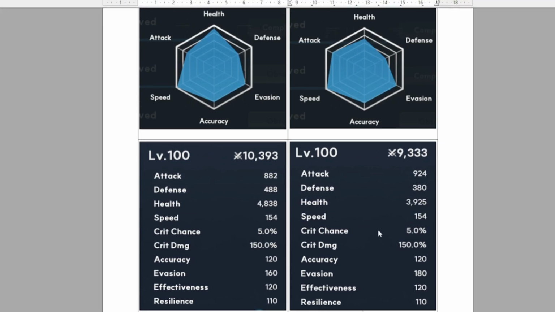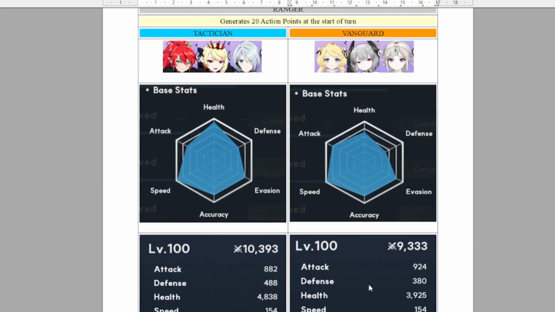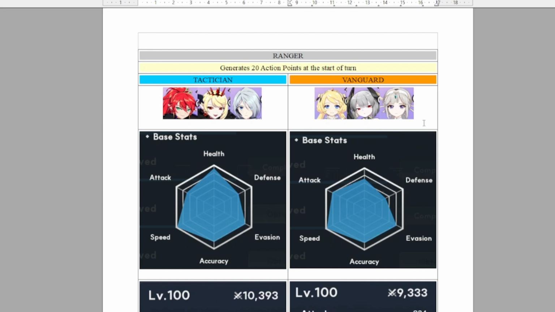I want to talk about them first. The defense is low, the HP is low, speed is incredibly high, accuracy is low, effectiveness is low, resilience is low, evasion is kind of high. But why do I want to talk about them? Because of those three, only Notia is viable. Stella and Sigma had some value, had some uses at some point in the game.